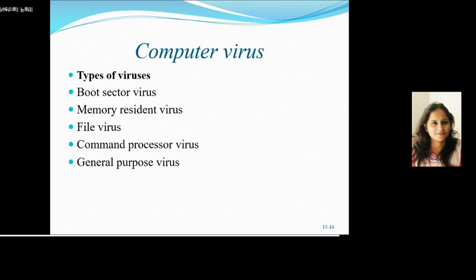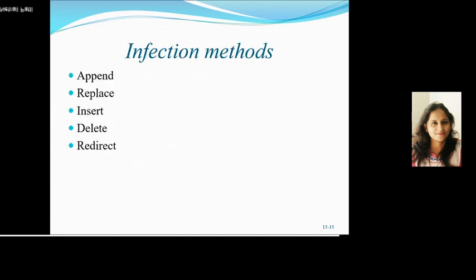Now next one is computer virus. What is a computer virus? It is written with a clear intention of infecting other programs. It is a part of a program which normally piggybacks on a valid program, but it is not a complete program by itself. And there are different types of viruses: boot sector virus, memory resident virus, file virus, command processor virus, and general purpose virus.